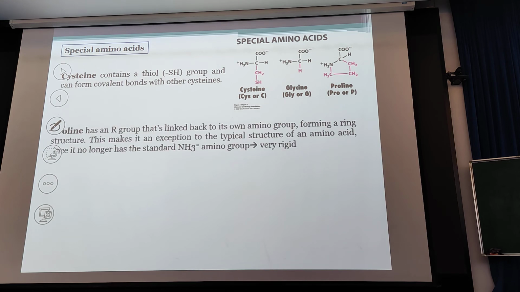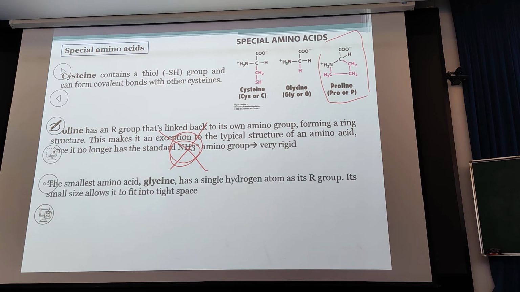At the same time, among the amino acids we have proline. Proline has an R group that links back to its own amino group, forming a ring structure. This is similar to the typical structure of the amino acids, but it no longer has a standard amino group. It has no NH3, so it makes this kind of amino acid very rigid.